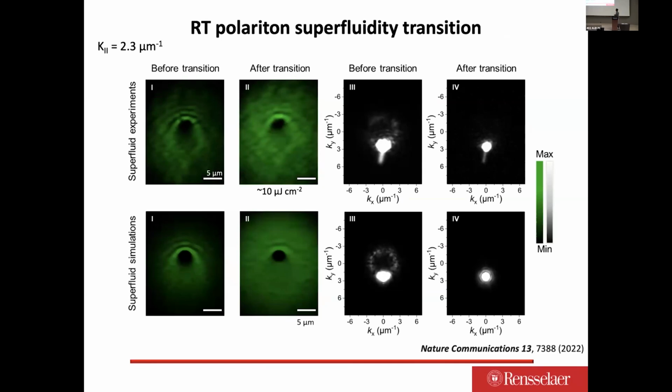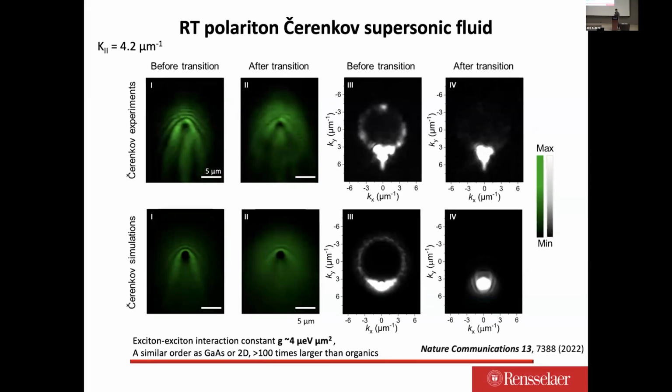And the K-space also shows that before the superfluidity transition, there's a scattering ring. After the superfluidity transition, there's no scattering ring. Essentially, the scattering becomes fully suppressed. More interestingly, if you increase the injection density, at the same time changing the angle to a little bit higher angle, so that you break the speed of sound in the quantum fluid.